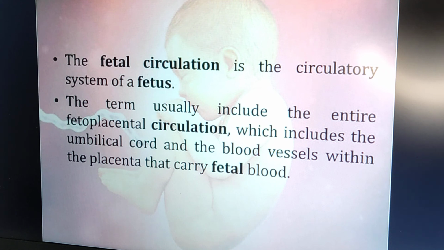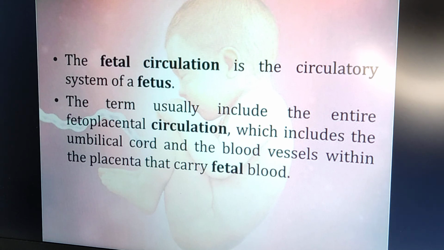For this fetal circulation, three main things we need: the fetus, the umbilical cord, and the placenta. These three play the main important role in fetal circulation. The umbilical cord is attached on one side to the baby and on the other side to the placenta. It works like a mediator, a barrier between them.